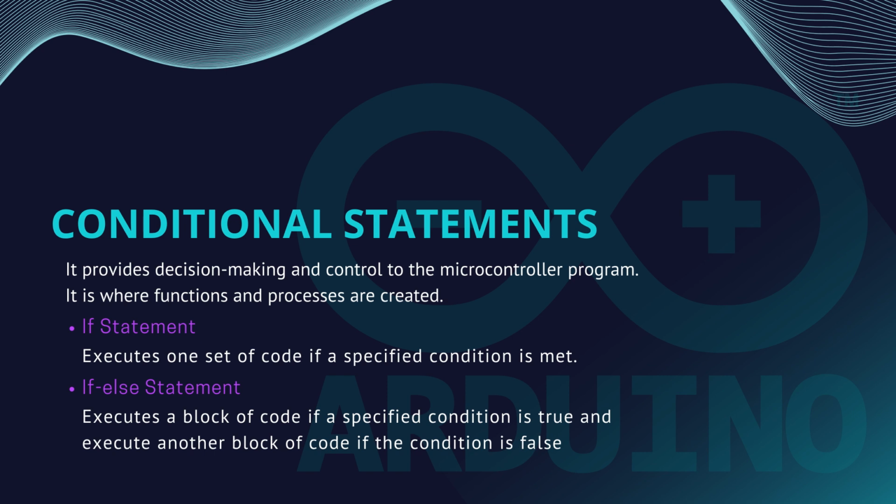The next example is the if-else statements. In if-else statements, the user commands the microcontroller to check if a condition is true, and it will execute the code within the first set of curly braces. And it will execute the code within the second set of curly braces if the condition is false.